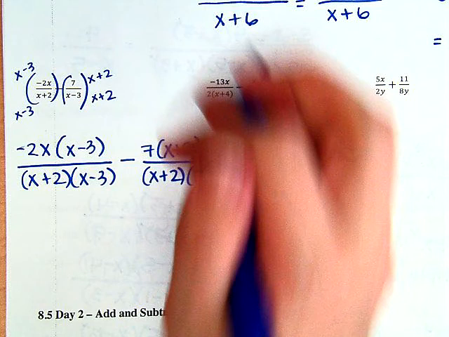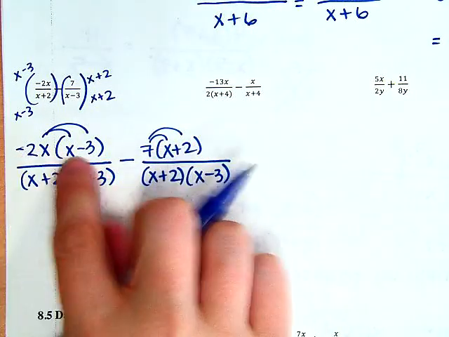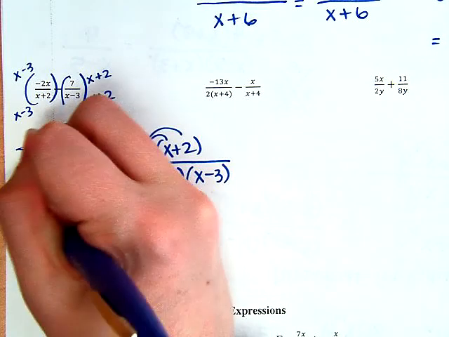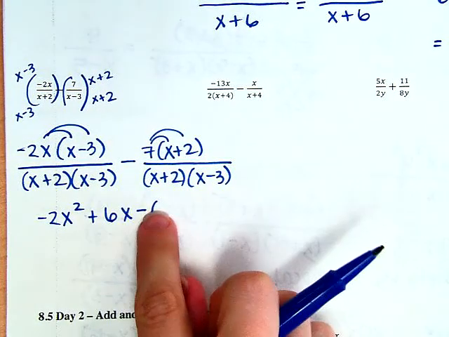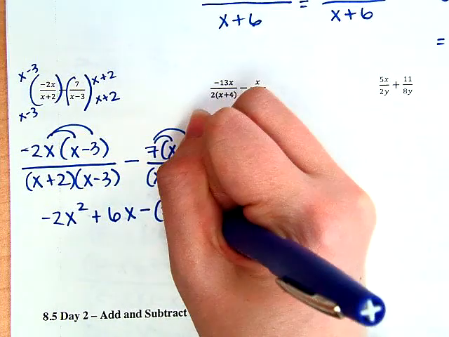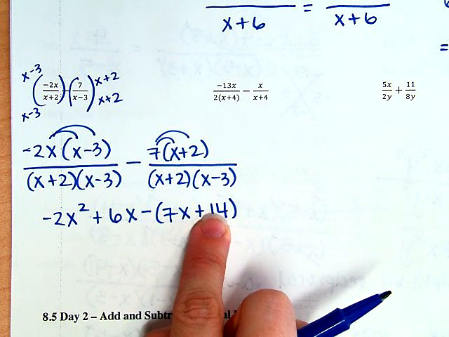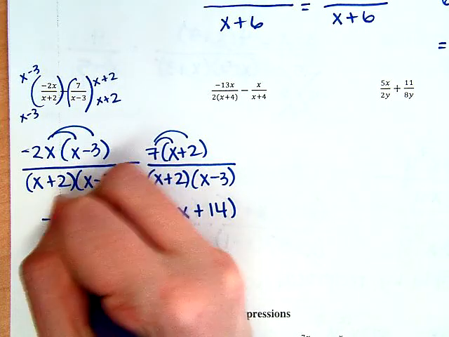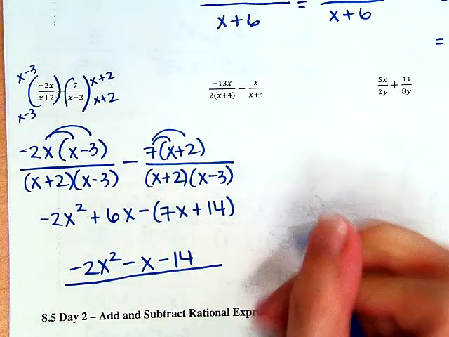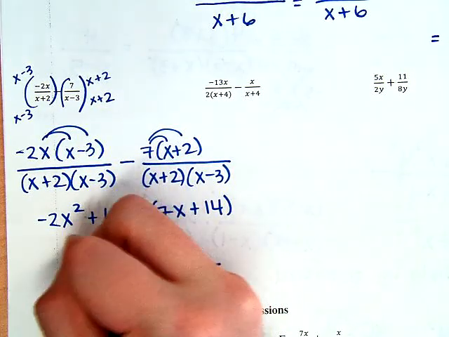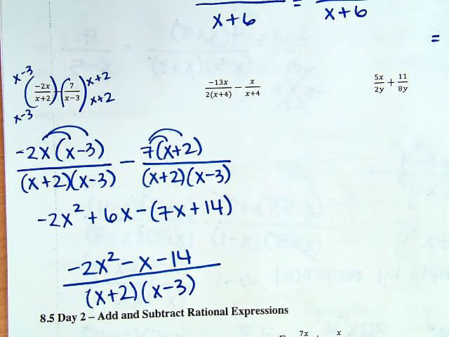So I just have to distribute up here and combine like terms. So on top, negative 2x times x gives me negative 2x squared plus 6x minus, let's put this in parentheses, 7 times x, 7x plus 14. So that negative still needs to get distributed. So then my full answer is negative 2x squared minus x minus 14 over my common denominator, x plus 2, x minus 3. Yeah, it's a lot of work.